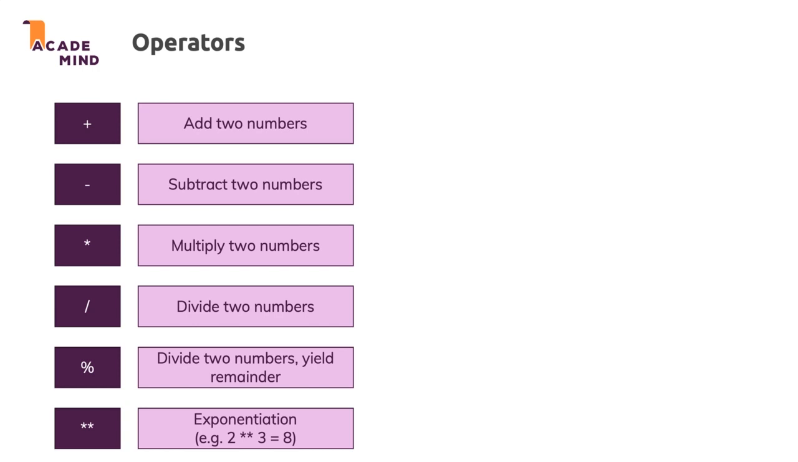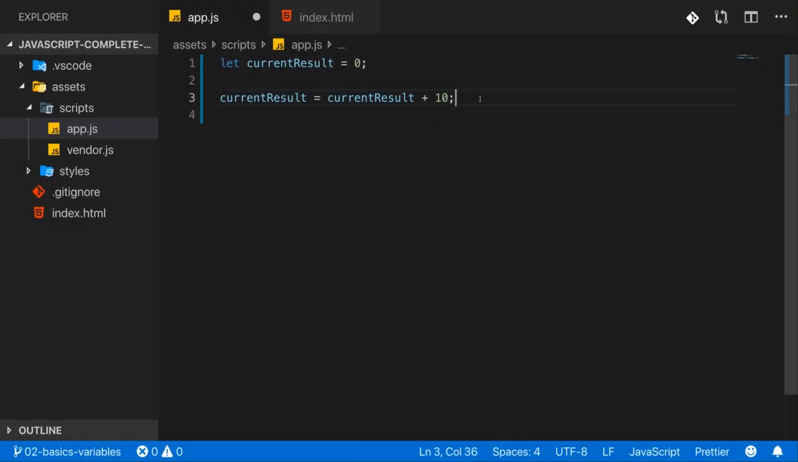Now, these are the mathematical operators, which you typically also know from math. There also are other operators in JavaScript, like the assignment operator, which we already used to assign a value to a variable, the equal sign. So here in this line of code, we're using two operators, the plus operator to combine two numbers. And now this operator yields the result of this mathematical operation. And we then assign this result we're getting here with the equal sign to the variable on the left. So here, current result gets overwritten with the result of this operation.